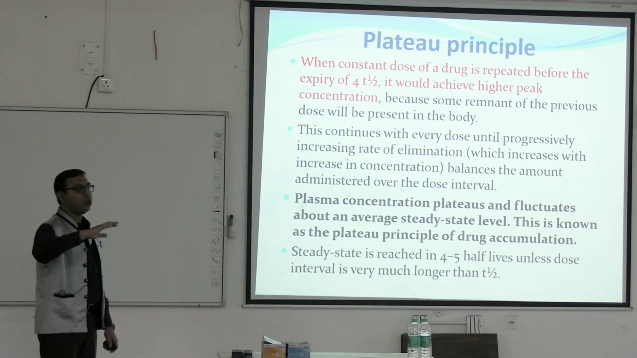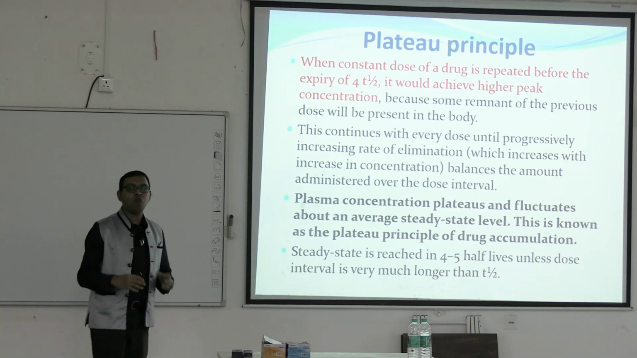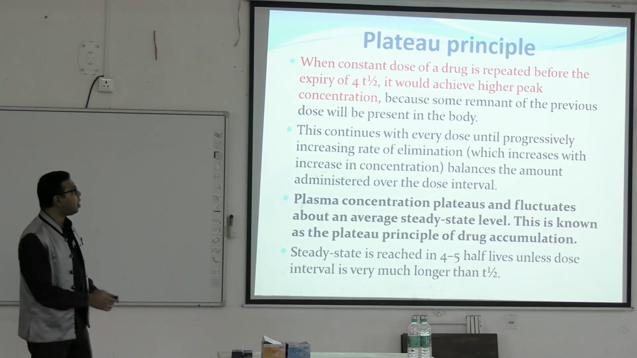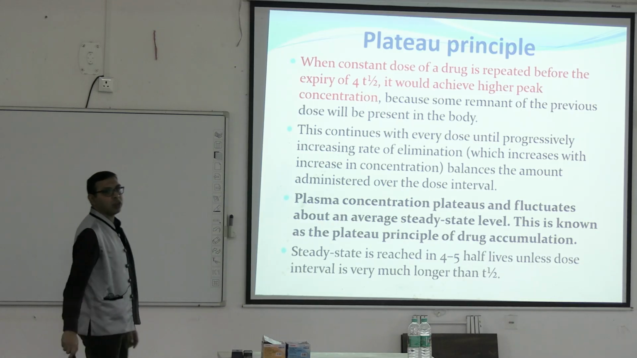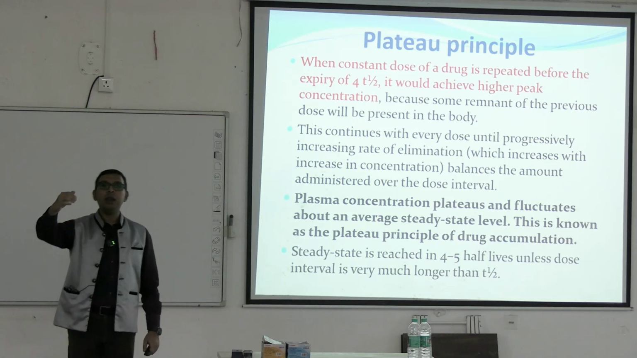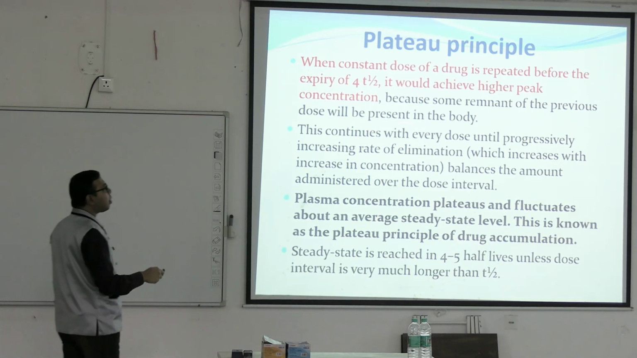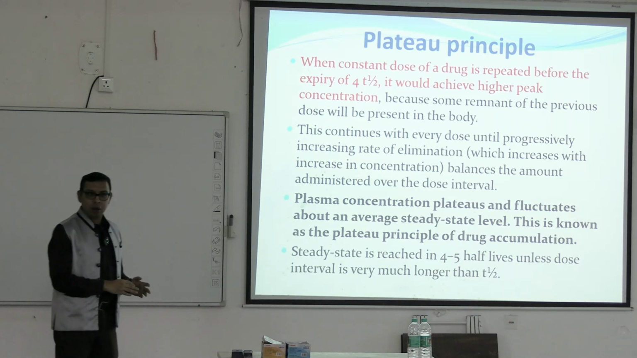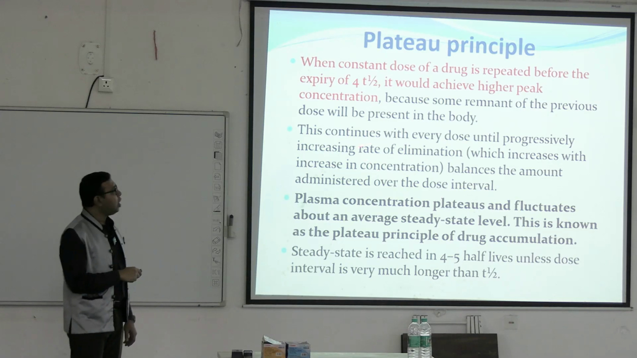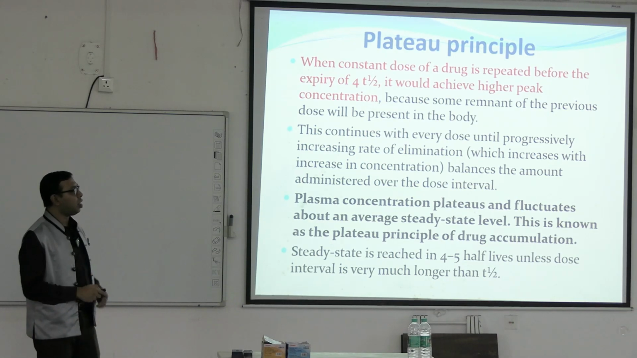How is the Plateau reached? When a constant dose of a drug is repeated before the expiry of 4 or 5 half-lives, when we normally assume that most of the drug is eliminated, it would achieve a higher peak concentration. So before 4 half-lives, if we give the drug again, ultimately it reaches a higher drug concentration, because, as already discussed, some remnant of the previous drug is already present in our body. This continues with every dose until progressively increasing rate of elimination balances the amount administered over the dose interval.